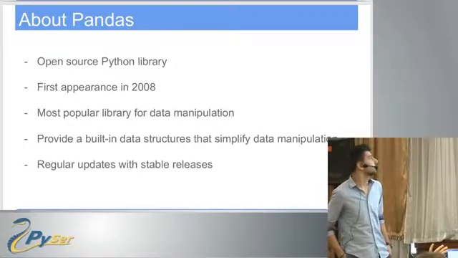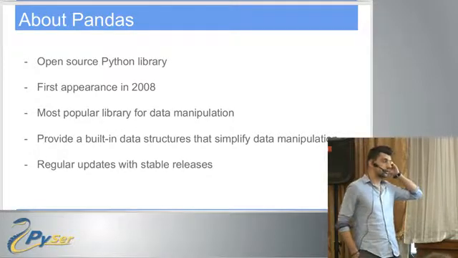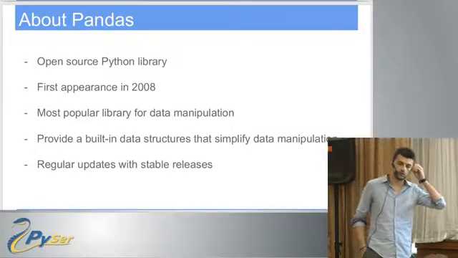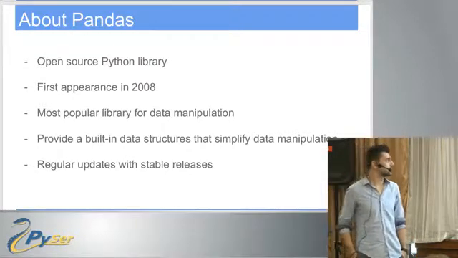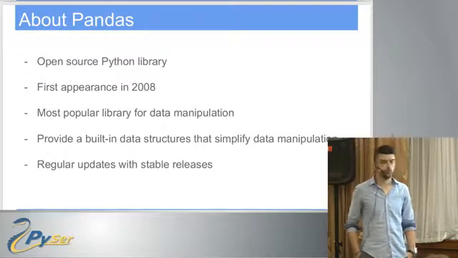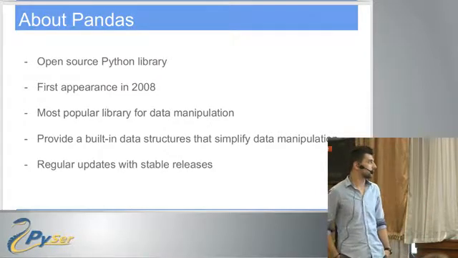First of all, about Pandas. Pandas is an open source Python library. It was developed by Wes McKinney in 2008. It's pretty sure the most popular library for data manipulation. It provides built-in data structures that simplify data manipulation.